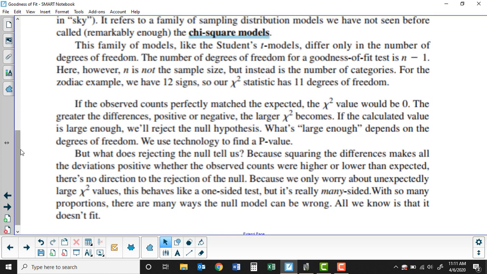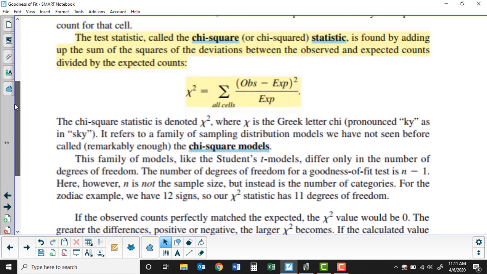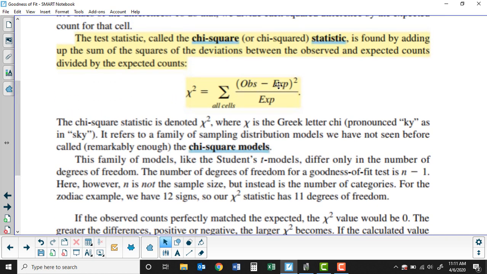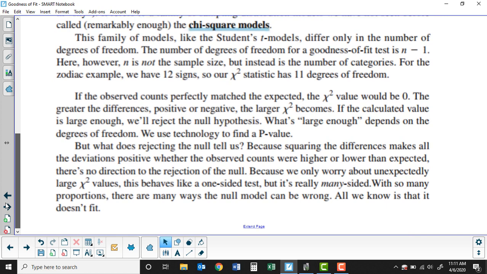All right, now it says if the observed counts perfectly match the expected value, chi-square would be 0. So for instance, if we're up here and it was 21.3 and 21.3 and 21.3, that would give us 0 when we summed all this up, if the data matched perfectly. It says the greater the difference, positive or negative, the larger x squared becomes. If the calculated value is large enough, we'll reject the null hypothesis.